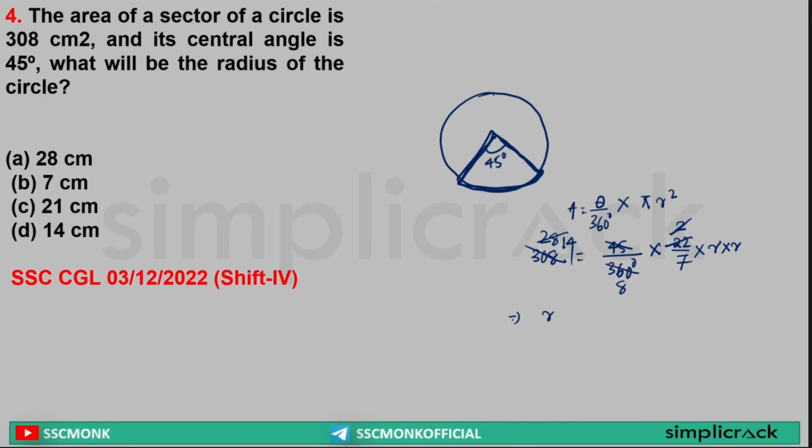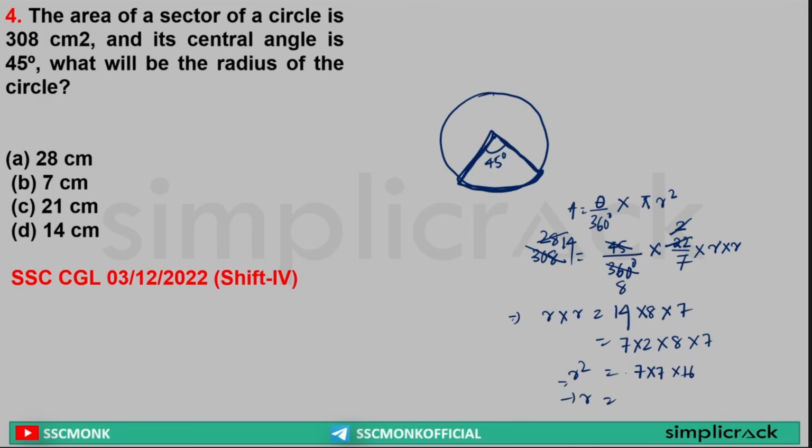Here r into r is equal to 14. 8 will be multiplied here. 7 will be multiplied here. Done. This can be written as 7 into 2 into 8 into 7. 7 7 twice. 8 into 2 is equal to 16. So I can write 7 into 7 into 16. r into r, that means r square is equal to this much.